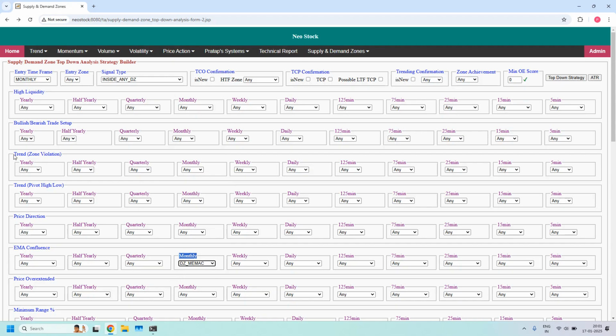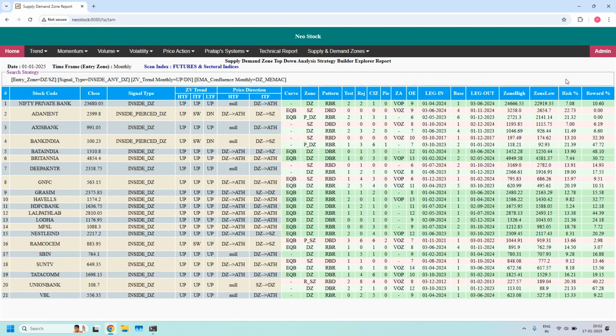And when you set EMA confluence on monthly time frame, the monthly trend should not be sideways, it can be up or down. Then only EMA confluence is having effect. See, from 44 the list has come down to 21 stocks. These 21 monthly demand zones are having monthly EMA confluence and current price closed inside the monthly demand zone.